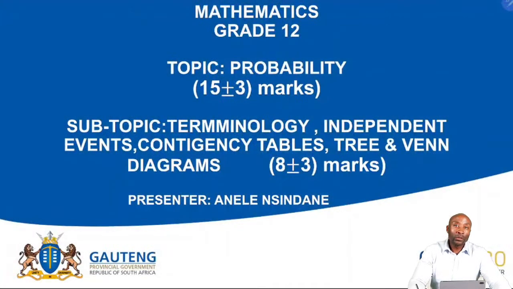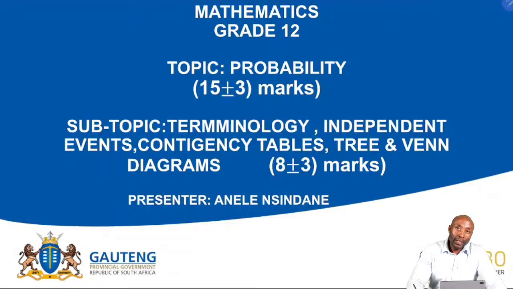Our lesson for today is probability, and we are going to be concentrating more on our grade 10 and 11 concepts, and that will cover the definition of probability, the use of probability to solve problems. We are going to look at the terminology that is involved in probability, as well as use the tools that are used in probability to help us solve problems. That is our contingency tables, our tree diagrams, as well as Venn diagrams.